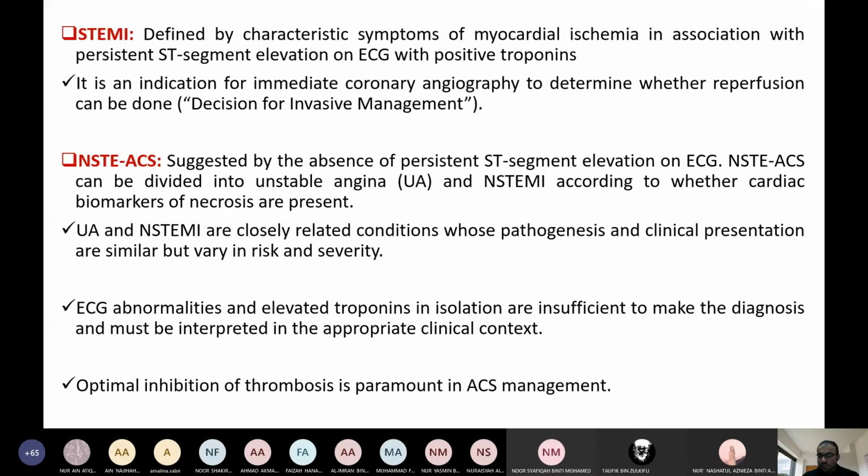This is very important: when we talk about optimal inhibition of thrombosis, it will be the most important part of ACS management. We can see this in the treatment, which we'll discuss. Thrombosis management, with antiplatelets and anticoagulants, is very important and vital to the success of ACS management, and can be offered even in all the approaches that we'll discuss later.